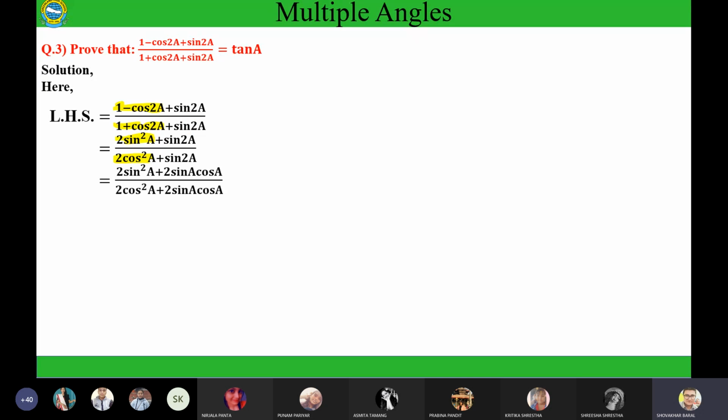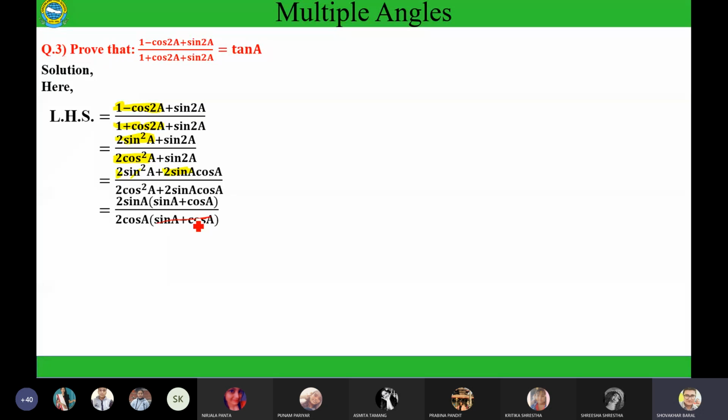So it will be (2 sin square a plus 2 sin a cos a) upon (2 cos square a plus 2 sin a cos a). Now let's take common here. 2 is common and sin is common, because there is 2 sin a here, and out of sin square a we can take sin a common. So it will be 2 sin a common, (sin a plus cos a), upon 2 cos a common, cos a plus sin a. Let me write it cos a plus sin a.